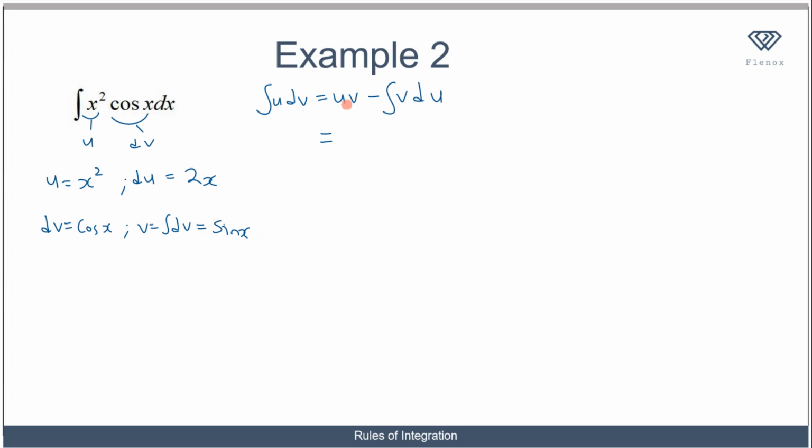So that becomes what? My u is x squared, my v is sin x, then minus my integral. My v is sin x, and my du is 2x. So what does that become? That becomes x squared sin x minus, I can bring out this 2 over here, so I have 2, then I am left with the integral of x times sin x.